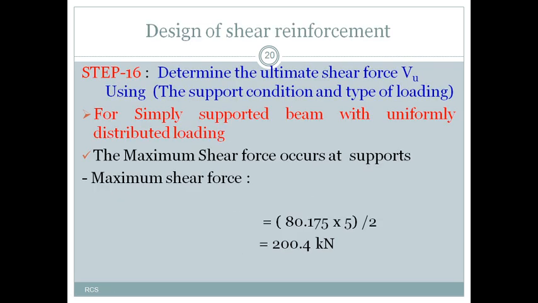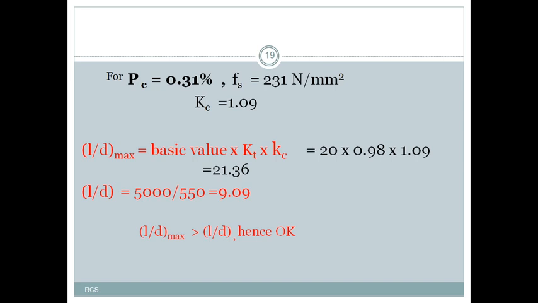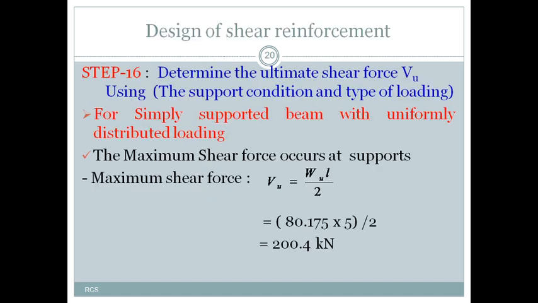So that is all about the design of a doubly reinforced beam with respect to the limit state of collapse in flexure. But we are also interested in designing the shear reinforcement, and for that we have a few steps. First, to resist the shear force, we have to design the shear reinforcement, so we have to calculate the shear force acting on the beam. For a simply supported beam with a UDL, the maximum shear force occurs at the support, and its value is Vu equal to WL by 2.